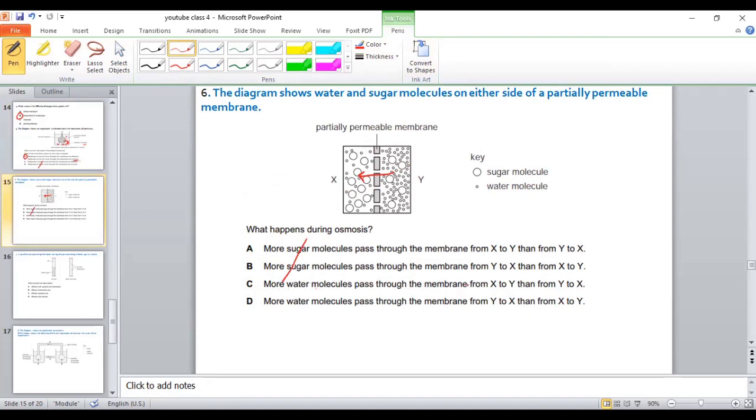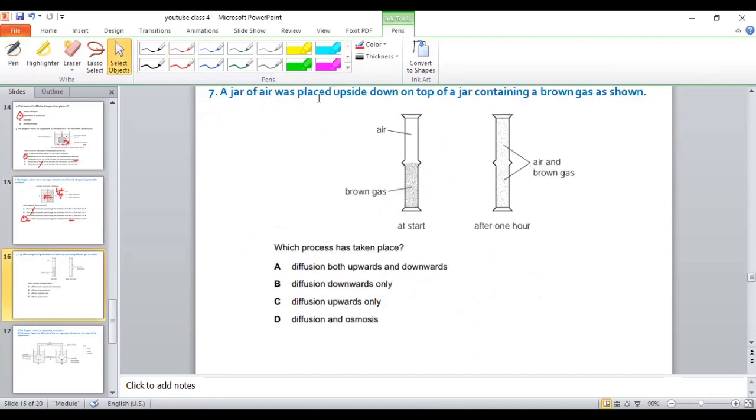More water molecules pass through the membrane from X to Y than Y to X. It is moving from Y to X. So more water molecules pass through the membrane from Y to X than from X to Y. Yes, it is moving more from Y to X, as compared to X to Y, because here the higher concentration of water is there, high water potential is there. So more water will move. Okay, the option is D.